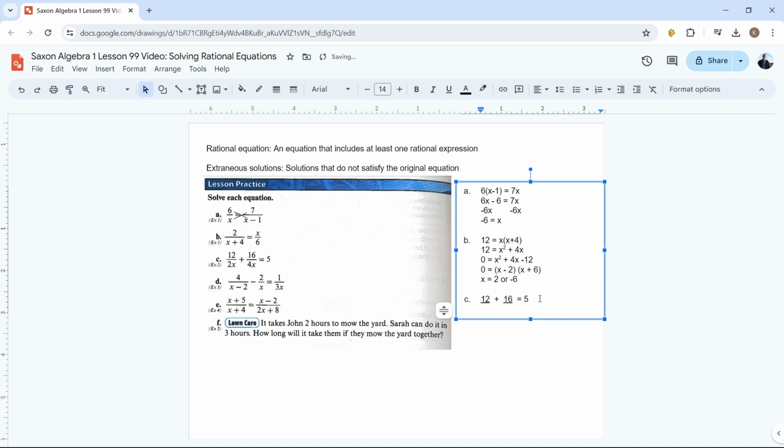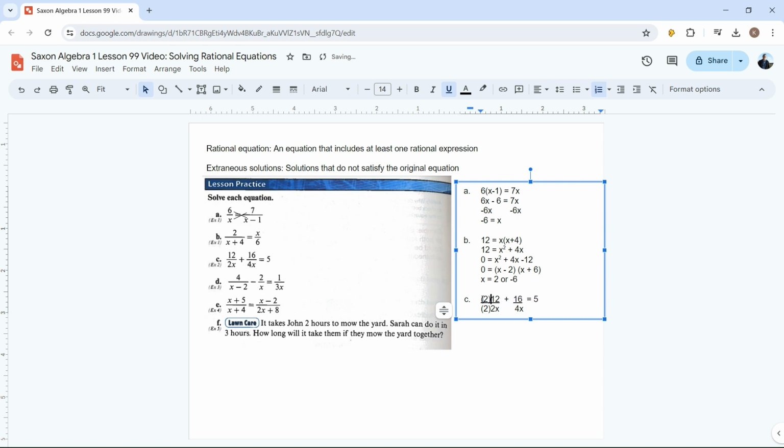Anytime I have fractions being added or subtracted, the only way for me to deal with those is to get a common denominator, then combine them into a single fraction. Well, I notice that this is 4x and this is 2x. It's really easy for me to turn 2x into 4x. I just need to multiply by 2. So I'm going to put a 2 out in front of this one. And that means that I have to multiply the top by 2 as well.